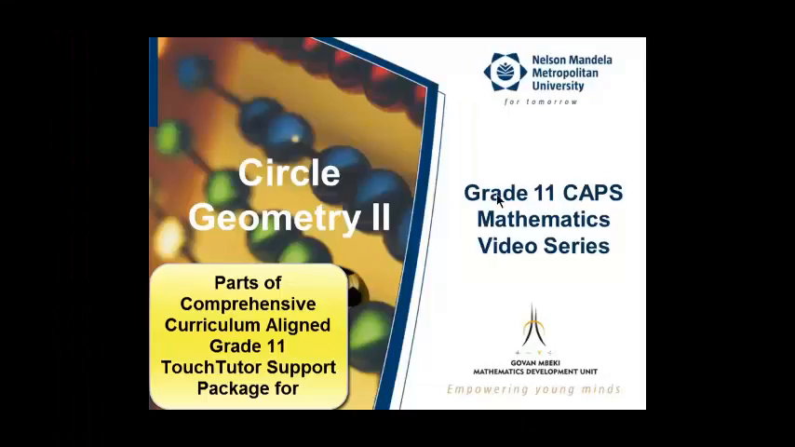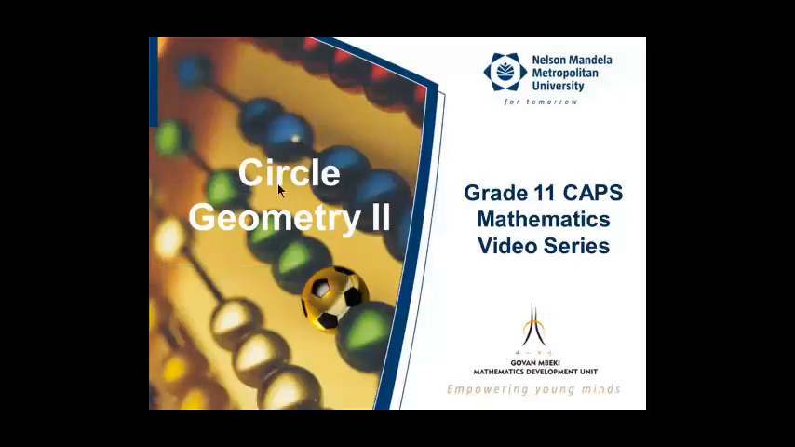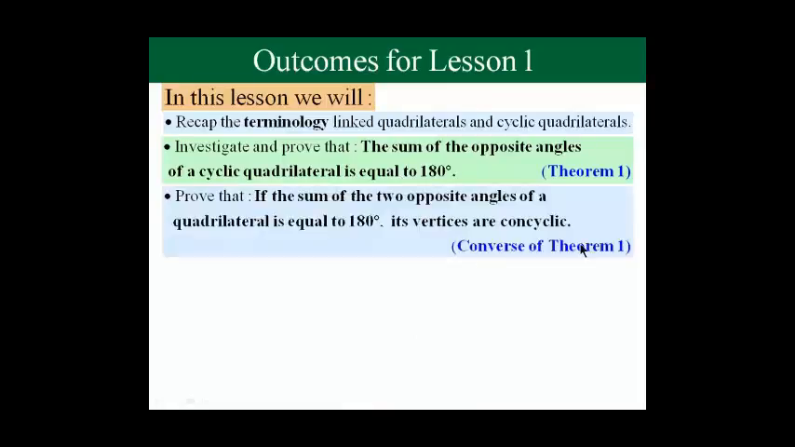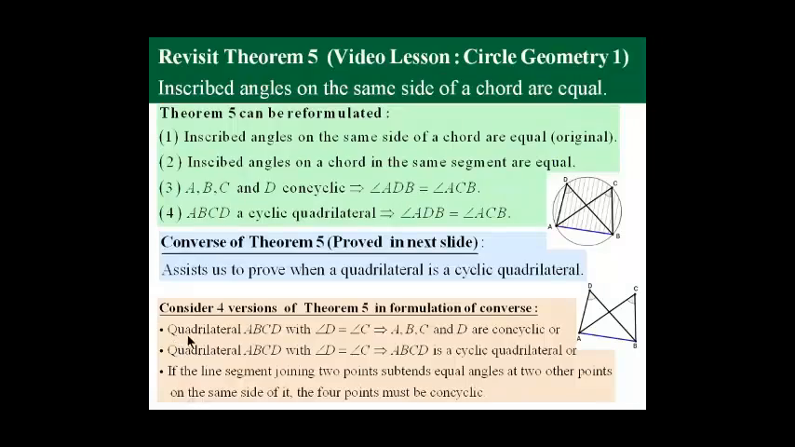Let us consider the outcomes for this lesson. In this presentation in the Grade 11 CAPS Mathematics video series, the focus is on circle geometry 2. 180 degrees, this is theorem 1, while for the converse of theorem 1, here we will prove that if the sum of two opposite angles in a quadrilateral, note, not a cyclic quadrilateral, and we know that angle D is equal to angle C, this will imply that A, B, C, D are concyclic.